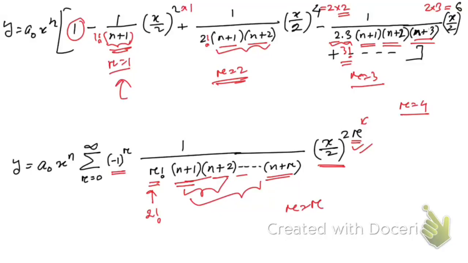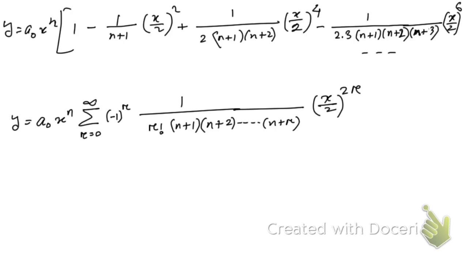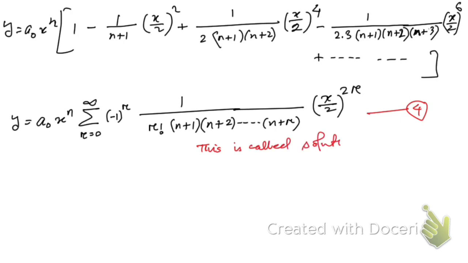Okay, now let me clean these things. Suppose this is equation number 4. So this is called the solution of Bessel's equation.